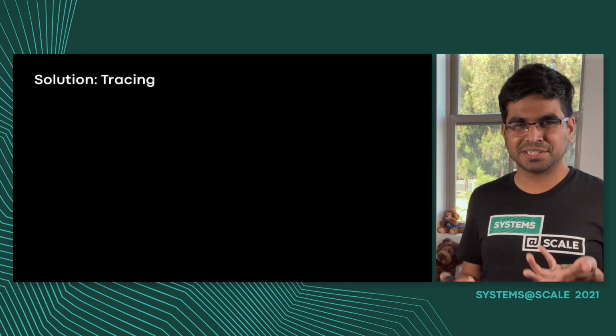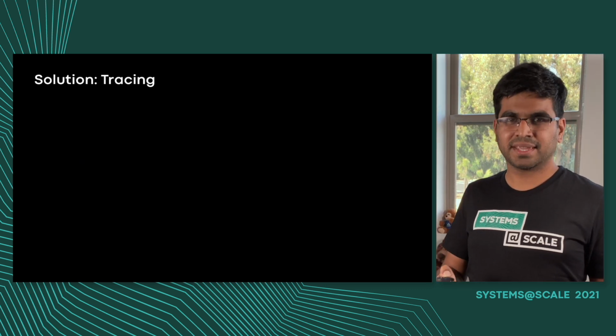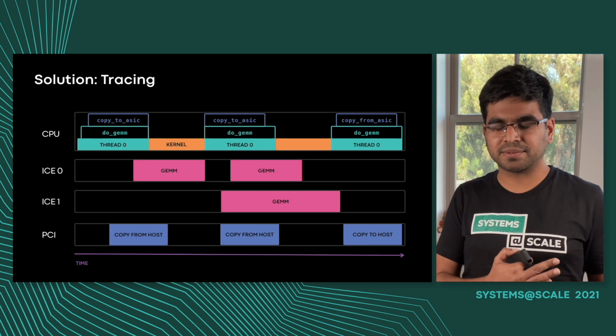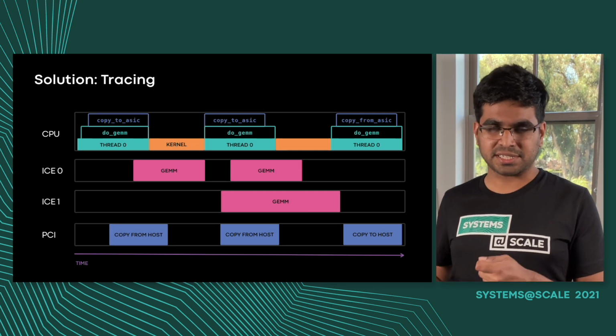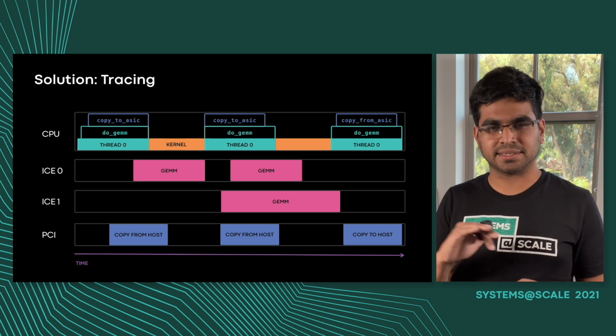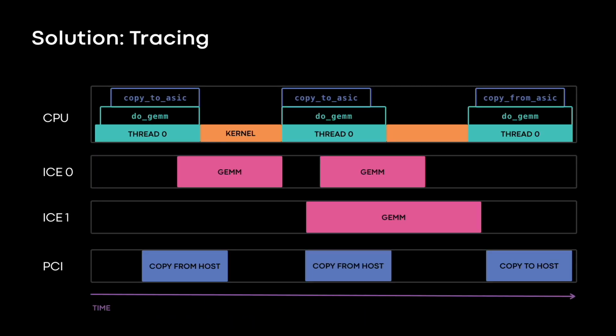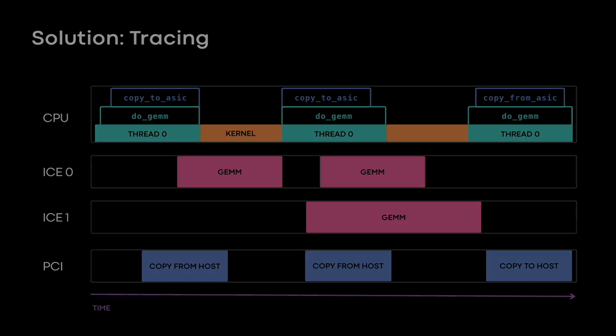So the solution to this is tracing. Tracing, put really simply, is just tracking various events happening across time and across various parts of the system. For instance, on the CPU, we have threads running and various functions executing. Then you can see operations happening on the accelerator, and you can also track data going to and fro the accelerator as well.